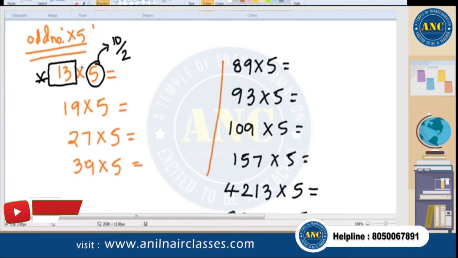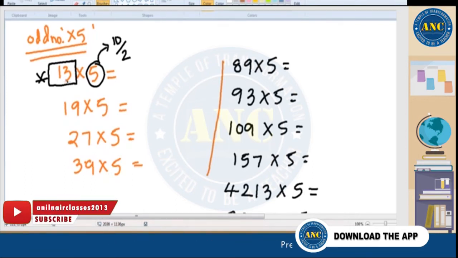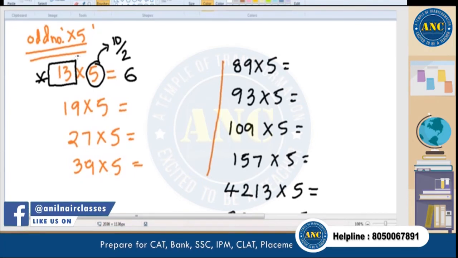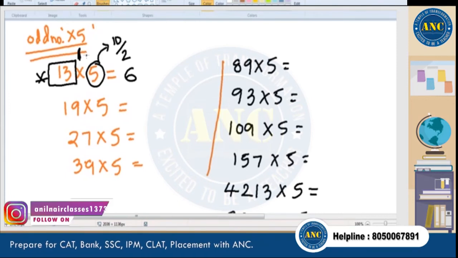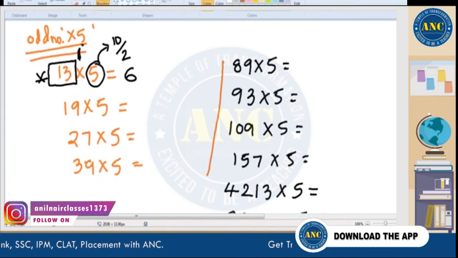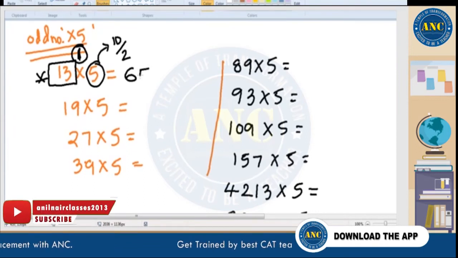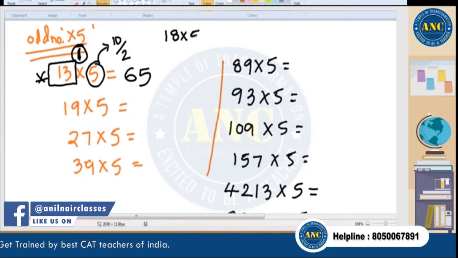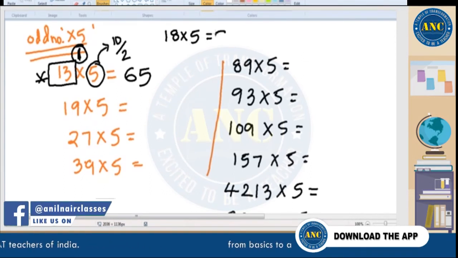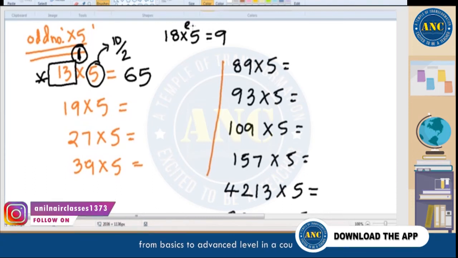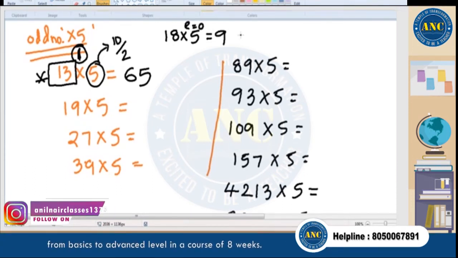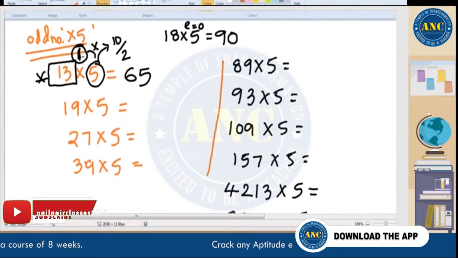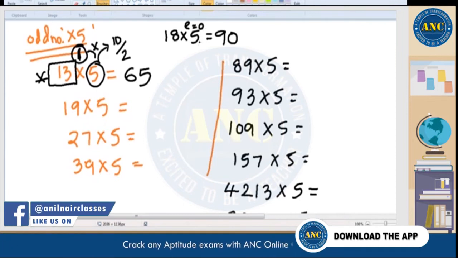Divide with 2. How many times will it get cancelled? 2 6s are 12. What is the remainder? 1. So if the remainder is 1, write 5. Previously there was no remainder. Suppose I take the one I gave you previously, 18 into 5. Divide 18 with 2, 9. Was there any remainder? No, the remainder was 0. If the remainder is 0, write 0. If the remainder is 1, I can say it like this also: 1 into 5, 5. Here 0 into 5, 0.